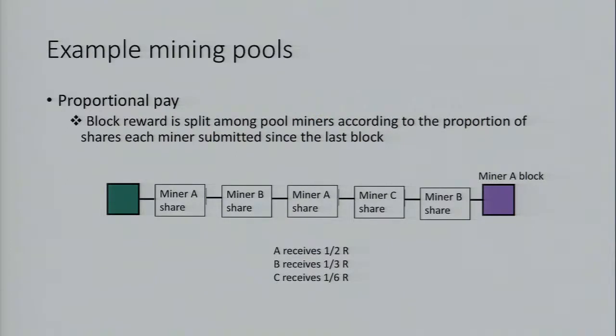So let me just first go through some examples of mining pools. The simplest one is the proportional pay. It just says that you'd look at all the mining shares that have been submitted between the last block and the current block that's just won a reward, and you distribute the reward proportional to how many shares each miner has submitted, right? So here, miner A submitted 2 shares and then actually submitted the block, so they'll get 3/6, 1/2. Miner B submitted 2, so will get 1/3, etc.